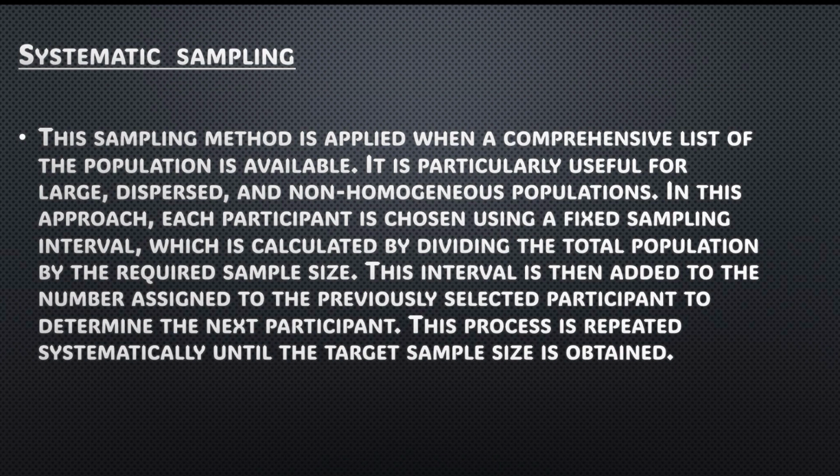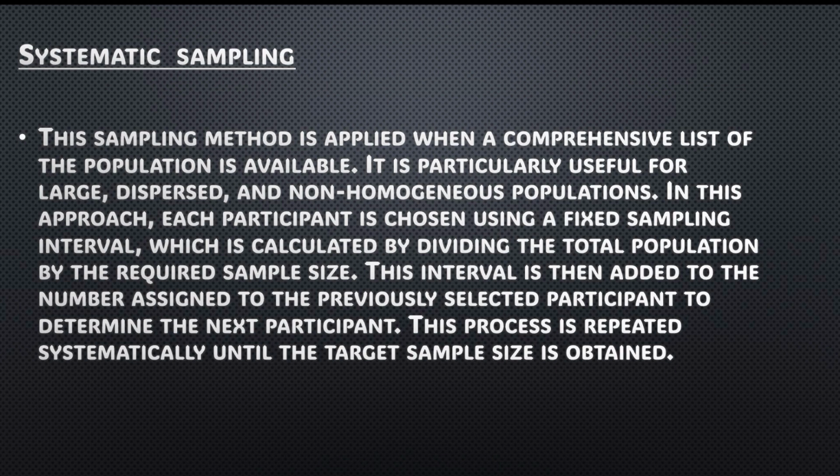Systematic sampling. Like simple random sampling, this method can also be used only when the complete comprehensive list of the whole population is available. But simple random sampling was done on small homogeneous population. This systematic sampling can be done on large dispersed population and non-homogeneous population. I will give an example of this systematic sampling and explain how it is done.